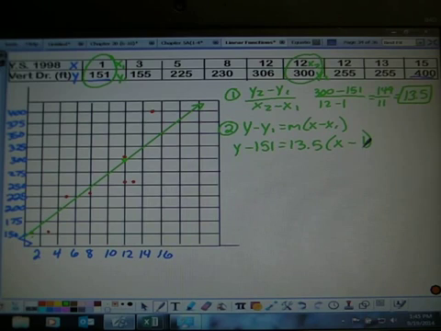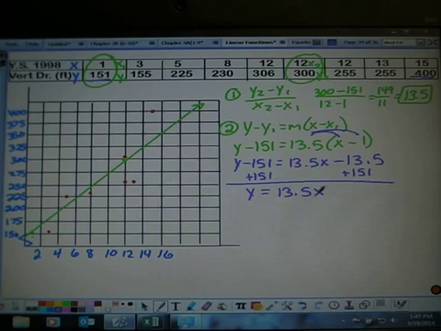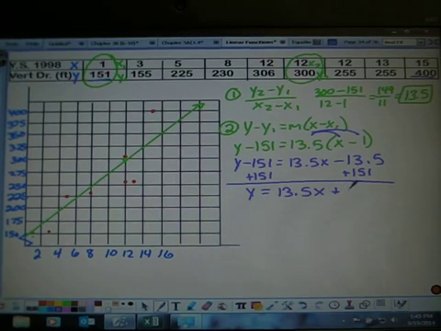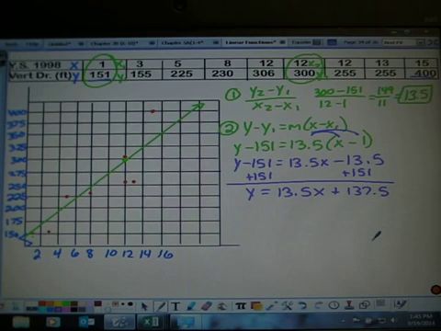Solve for y. So to solve for y, we're going to distribute. And get the y by itself, so we're going to add 151 on both sides. So this part of it is all review of stuff that we've already done. We're finding our slope. We're solving for y. And we now have an equation in slope-intercept form. Now that we have it in slope-intercept form, we can now take that information and make a prediction about what's going to happen in the future.